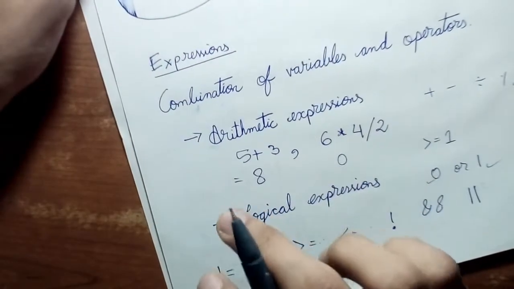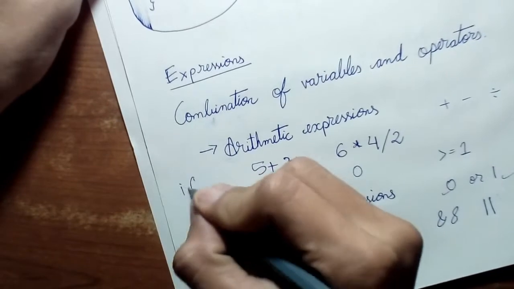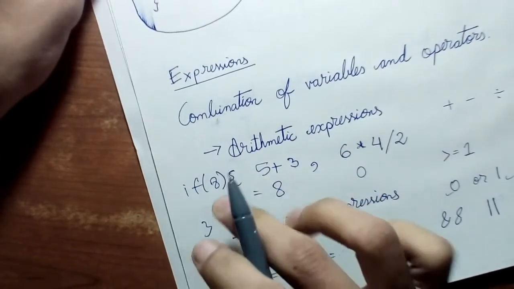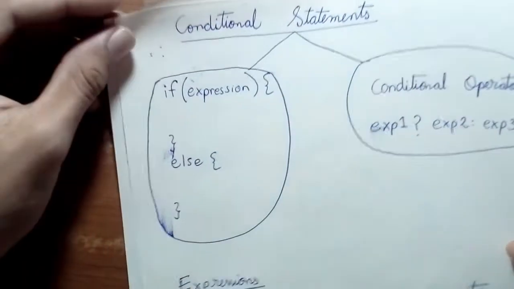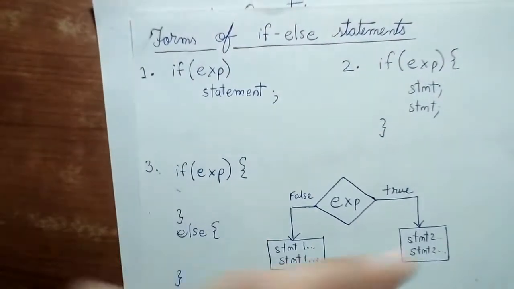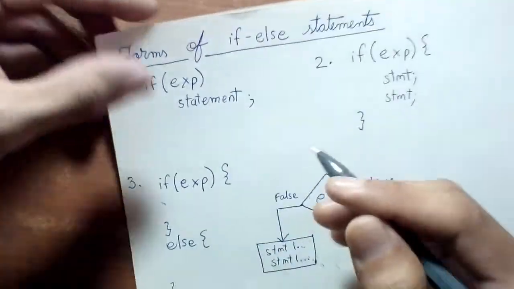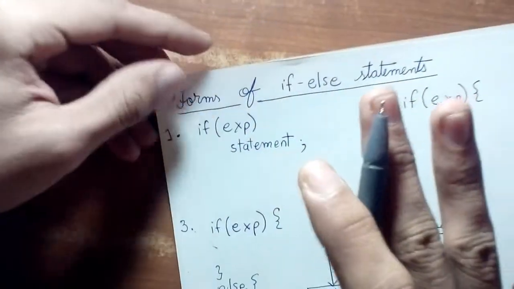So if we give if 8, like this, then what do you think, will this run or not? This code will run because 8 is not 0. Now, having discussed these expressions, let us discuss the various forms of if-else statements. These if-else statements can have different types of forms and structures, and we'll be discussing them one by one.